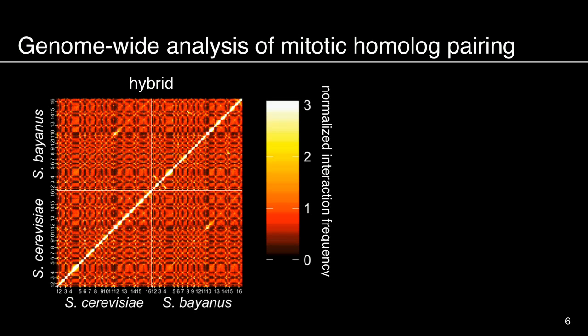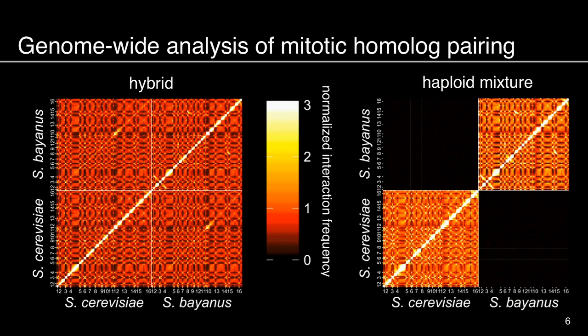Just to reassure ourselves that this wasn't any sort of artifact, we also did a control experiment in which we just mixed the two haploids. And here, we don't expect to see and don't see any pairing or interactions between a cerevisiae chromosome and a bayanus chromosome.